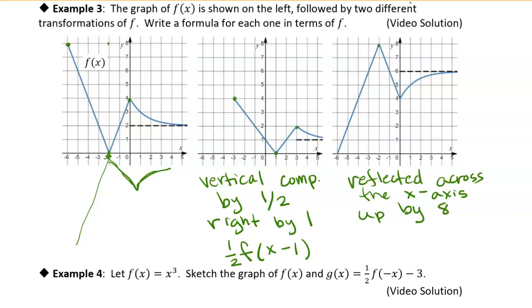All right, so how do we write the formula for this transformation? We have to reflect it across the x-axis, so we have negative f of x. That reflects it across the x-axis. Then we just have to add 8 to it. And that will be the formula for that transformation. All right, I will meet you in the next video.